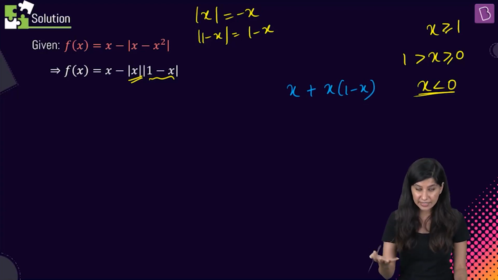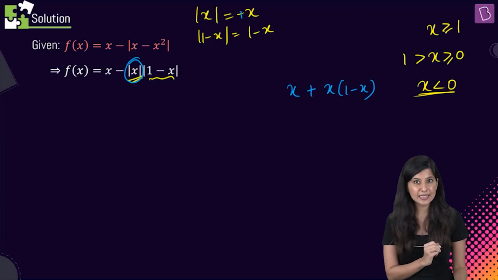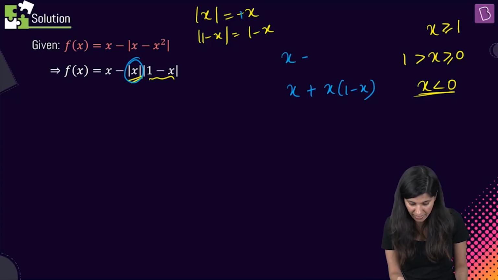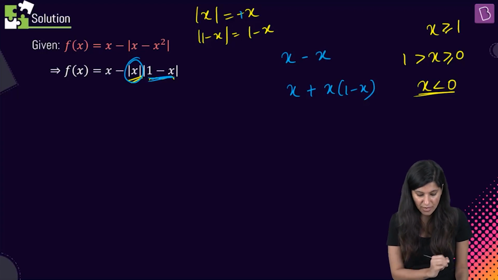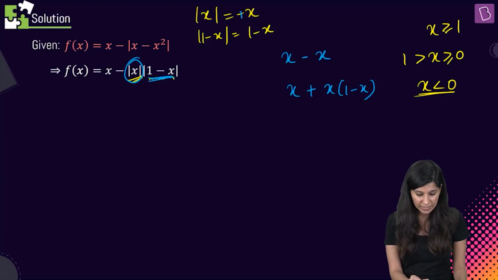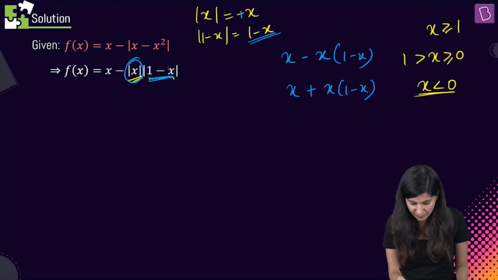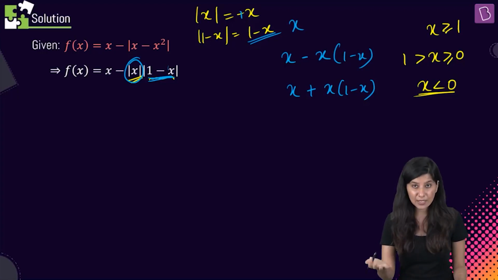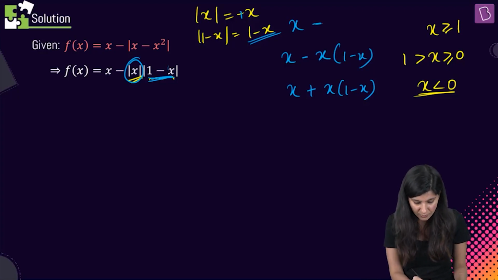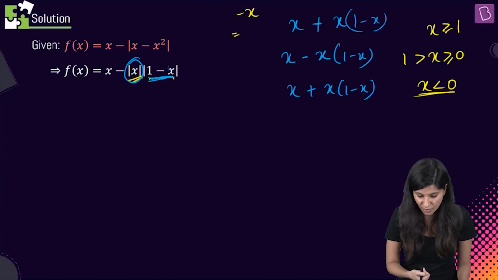So when x is greater than or equal to 0, this modulus x will be plus x this time, right? So x minus x, and then what about 1 minus x? When x is between 0 and 1, this 1 minus x will still be positive. So this is 1 minus x. And last thing, here we have x greater than or equal to 1. That means modulus x will still be positive, but 1 minus x will get opened with a negative sign. Yes. So over here, this is your f of x.